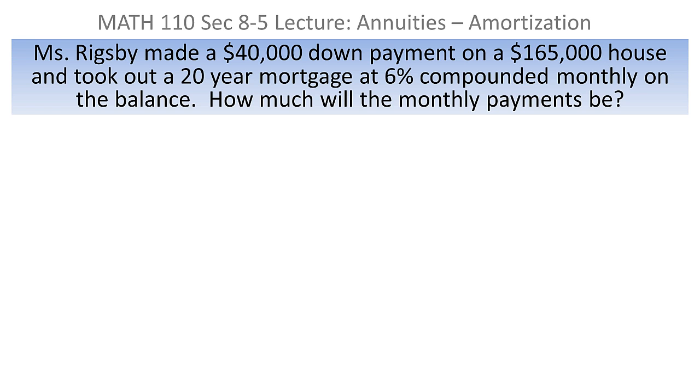So let's start one. Ms. Rigsby made a $40,000 down payment on a $165,000 house and took out a 20-year mortgage at 6% compounded monthly on the balance. How much will the monthly payments be?